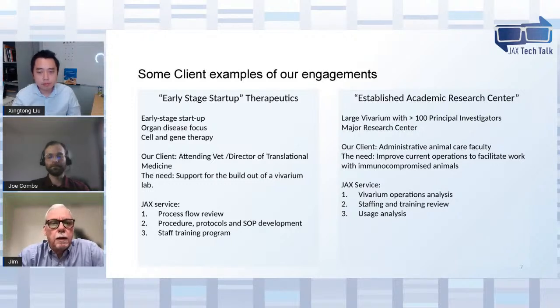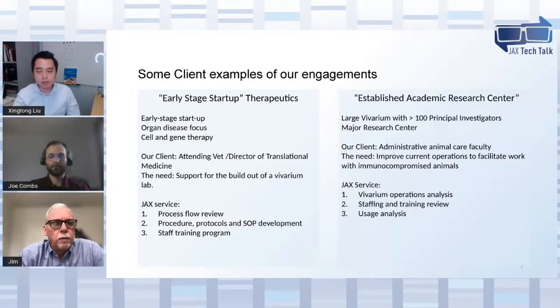On the other side was an established academic research center, a very large one. They actually had multiple research sites and multiple vivariums. They had over 100 principal investigators. And they were really trying to understand how they could improve their throughput in their operations. And we looked at everything from their wash stations to their autoclaves to their process flow to the mice breeding and caging aspects of it, feed, staffing, training. And we really did a lot of work on improving their utilization and their capacity management for their vivarium. And that improved probably by 25 or 30%, by the time we were done.